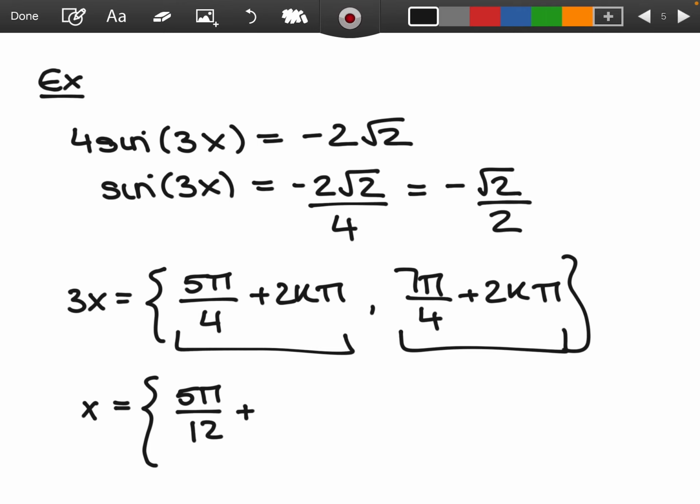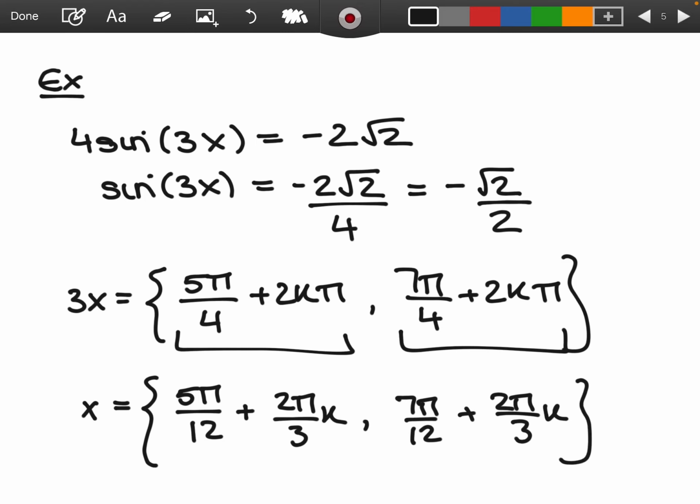So we will get 5 pi over 12 plus 2 pi over 3 times k. That's how I'm going to write this. So it's multiples of 2 pi over 3 that we're adding or subtracting from 5 pi over 12. And then 7 pi over 12 plus or minus any multiple of 2 pi over 3. So you have to divide everything through by 3 at the end. So solve it very much the same way as we did at the start, but at the end you have to divide through by whatever number is in front of the x.